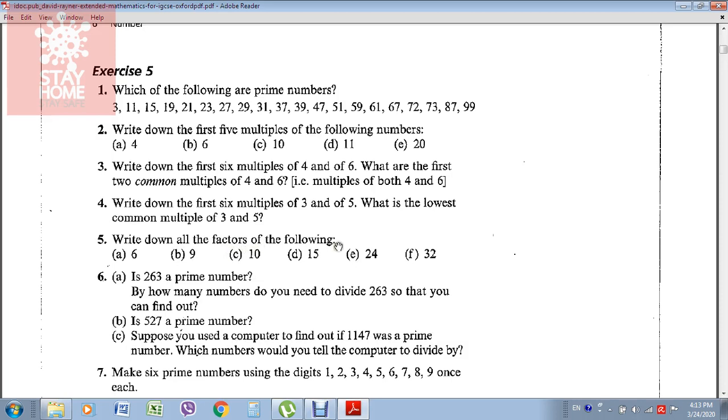Write down all the factors of the following. Factors: 1, 2, 3, 6. These are the factors.